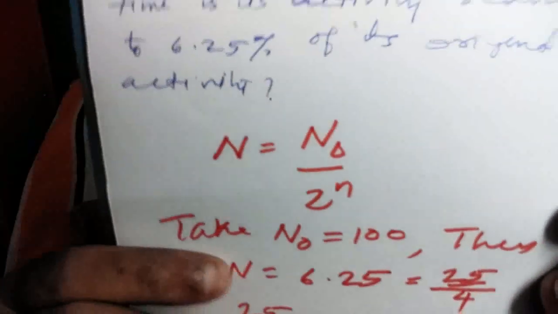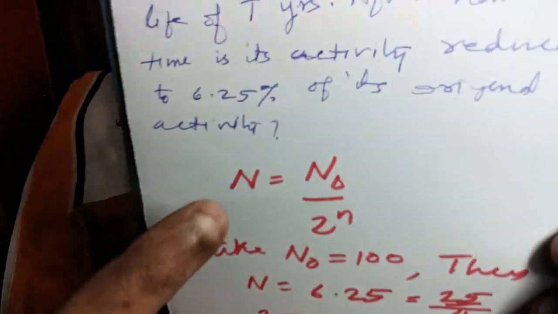Another one. A radioisotope has a half-life of capital T years. After how much time is its activity reduced to 6.25% of its original activity? Whenever you see activity, just take it as the number. Now we have the results. I have proved it in an earlier posting.